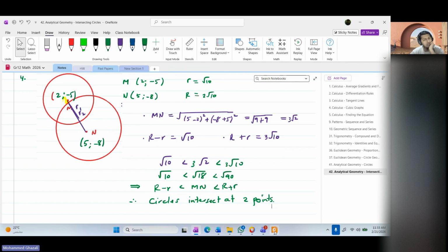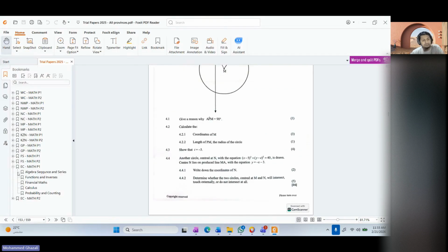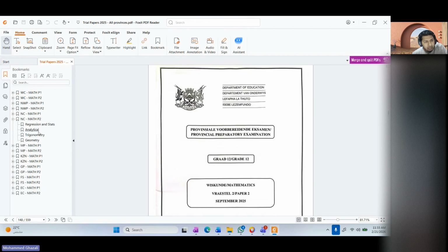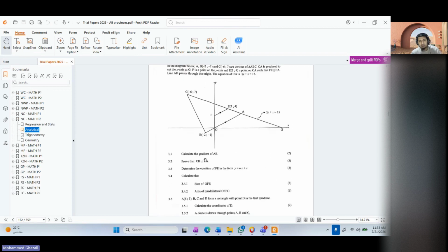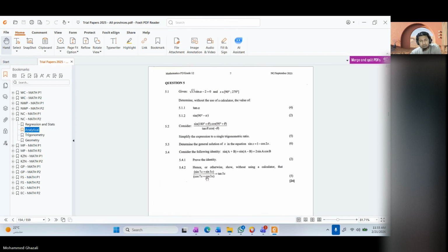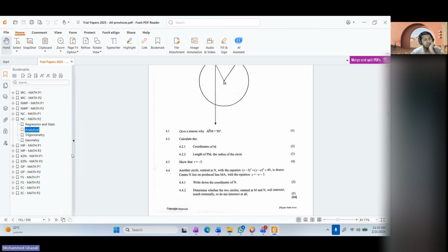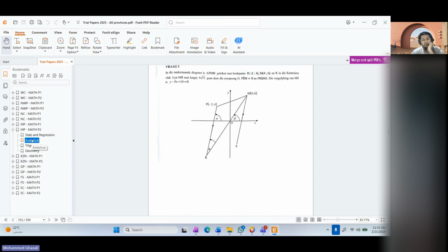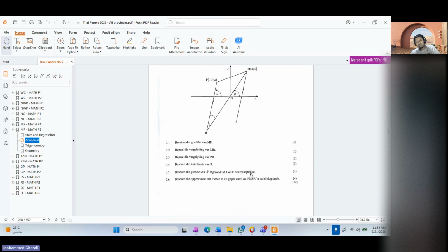Now let's continue with the rest of the past paper problems. I think that was a Northern Cape paper, analytical. Yeah, it was analytical geometry, this question here. Okay, so we're doing well with solving problems, right? Let's look at the next analytical.